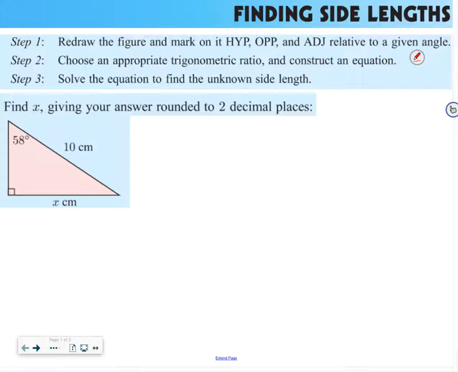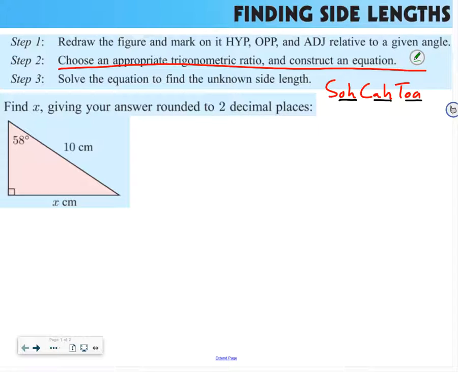Remember when doing that, our acronym SOHCAHTOA is valuable, knowing that sine is the ratio of opposite and hypotenuse, cosine is the ratio of adjacent and hypotenuse, and tangent is the ratio of opposite and adjacent. Okay, so part 3 is solve the equation to find the unknown side length. Okay, so let's look at this first example.